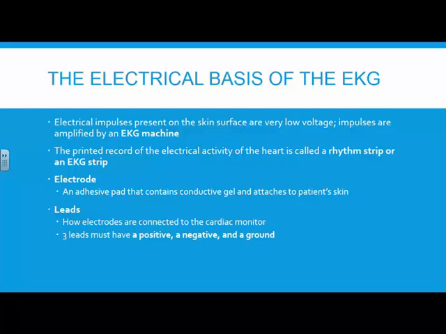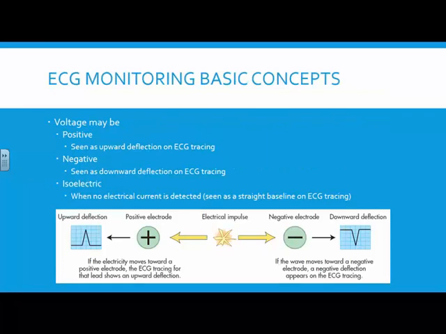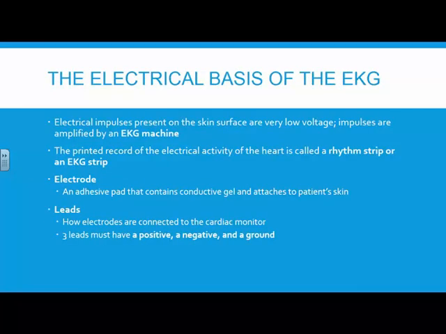Your electrode is an adhesive pad that contains a conductive gel that attaches to the patient's skin. At this point, everybody in here has seen an electrode, correct? Cool. If you haven't, there it is right there. So, what do we call them? We call them the leads, and you've got several different leads. But the leads must have a positive, a negative, and a ground. So that's why you've got salt, pepper, ketchup, and then that fourth lead, it also provides a ground as well.